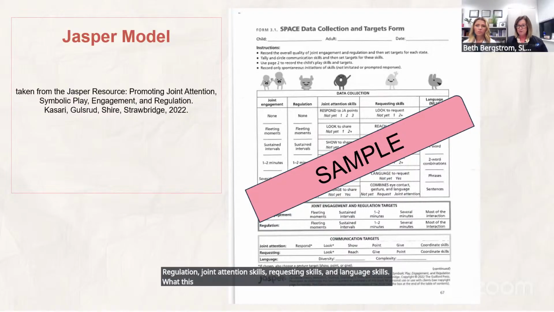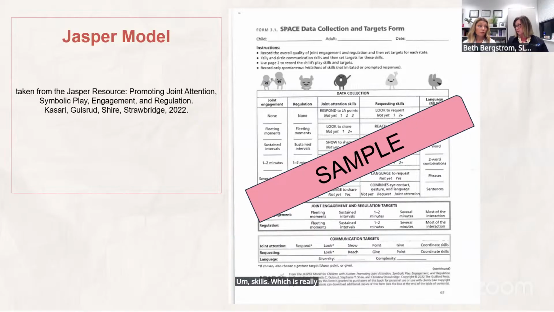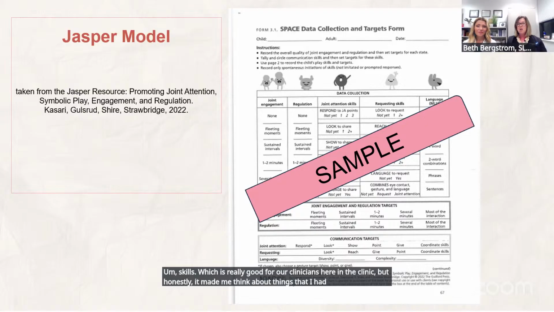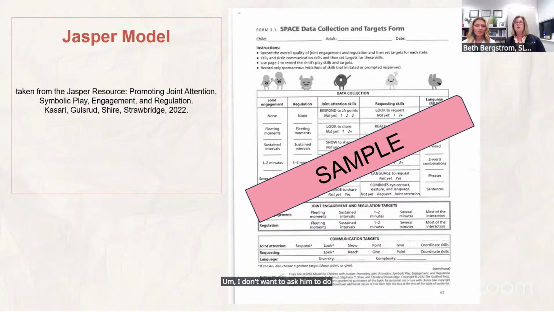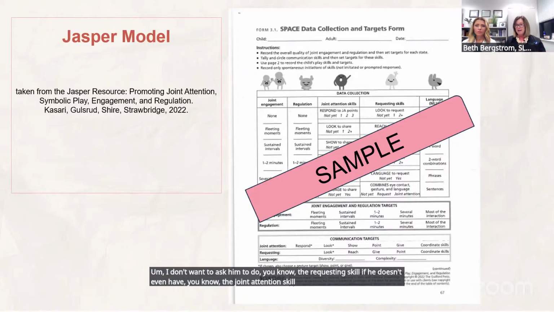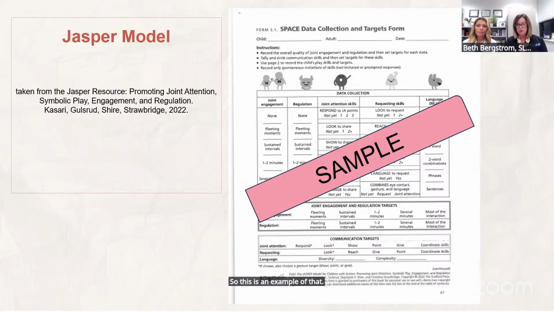What this does as a framework is it breaks everything down into very measurable skills, which is really good for our clinicians here in the clinic. But honestly, it made me think about things that I had not considered. I don't want to ask him to do the requesting skill if he doesn't even have the joint attention skill first. So I like it not necessarily as a hierarchy of skills, but I need to make sure that I am considering all of them as a package. Right. So this is an example of that. It's a really useful resource manual that I use for so many clients now.